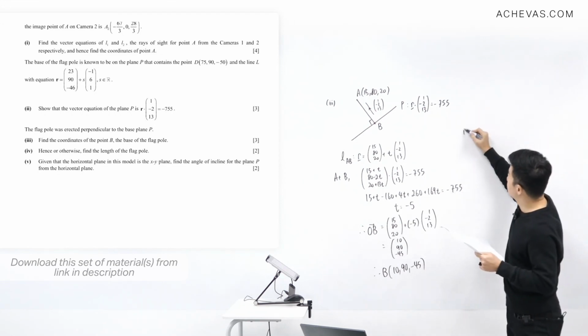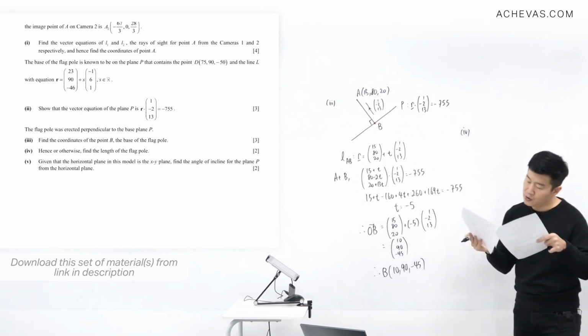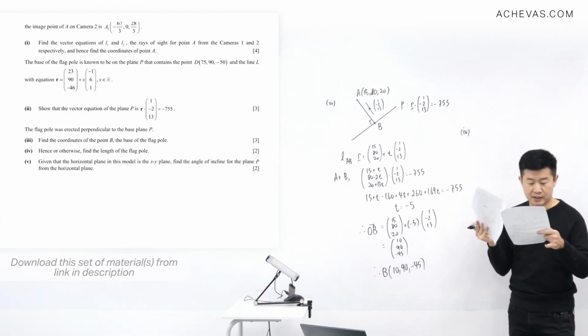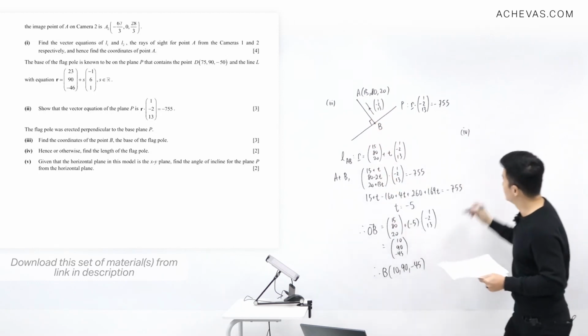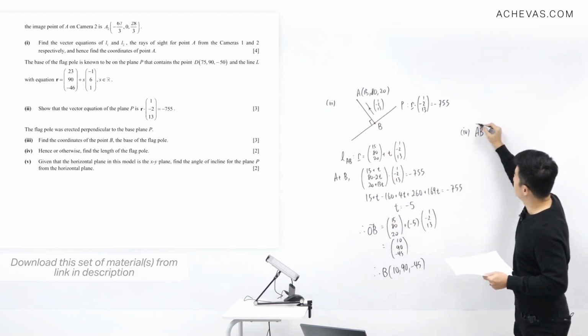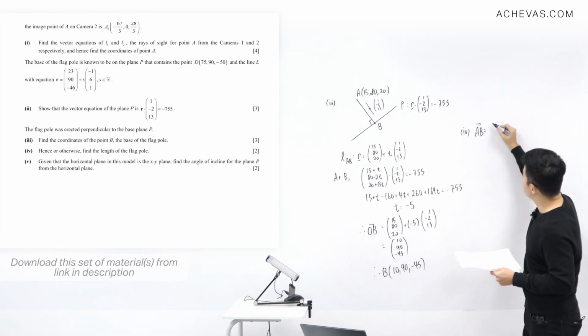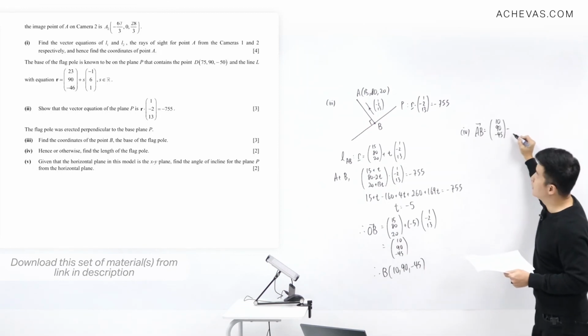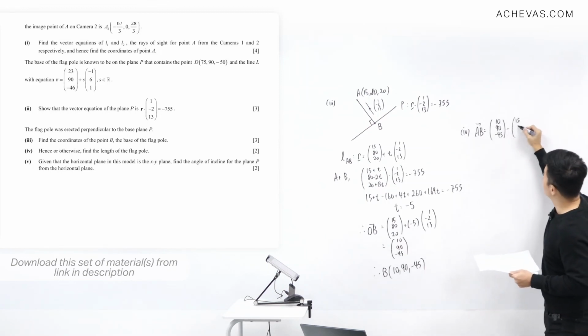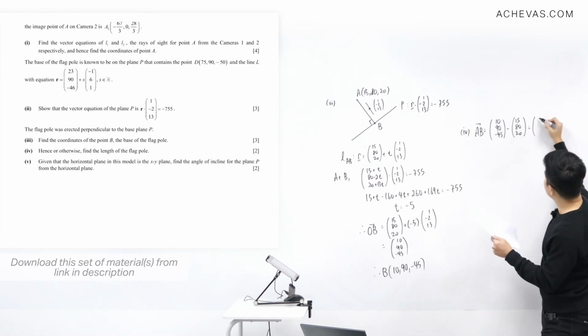Next, in part 4, we are supposed to find the length of this flagpole. The length of the flagpole is just going to be AB. So let me first find the vector AB. It is going to be OB minus OA. So OB is (10, 90, -45), minus OA, (15, 80, 20). AB is going to be equal to (-5, 10, -65).